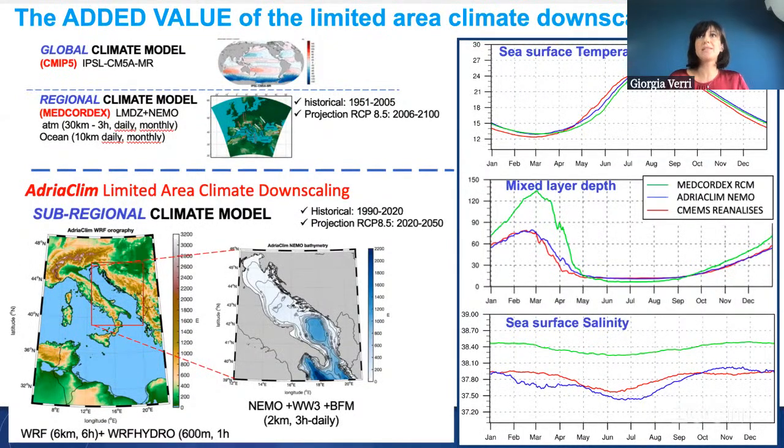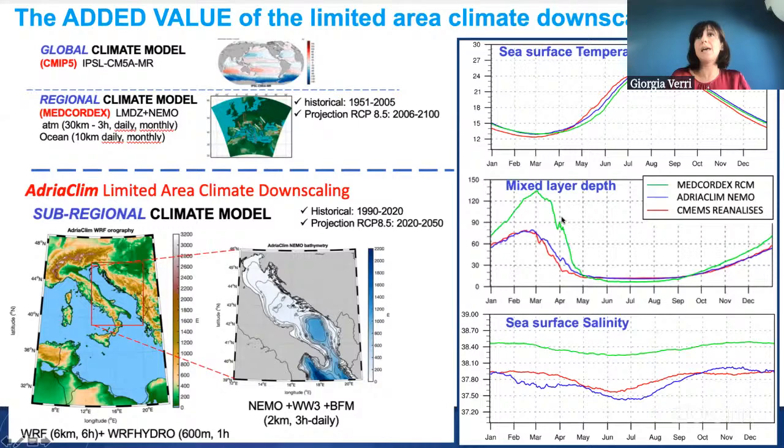So here I put as an example on the right side, three panels showing sea surface temperature, mixed layer depth, and sea surface salinity, every year represented by our limited area climate system, which is in blue, the driving regional climate model, which is instead in green, and finally the Copernicus reanalysis we use as a benchmark. And we could demonstrate the added value of performing this additional step of climate downscaling, in particular looking at the capability to resolve the stratification of the water column.